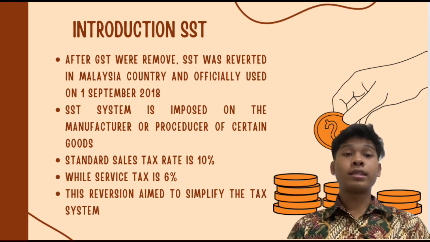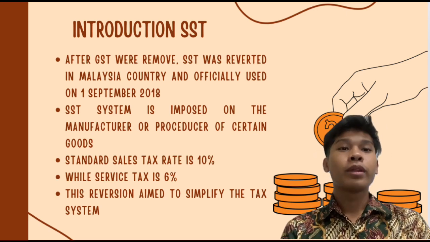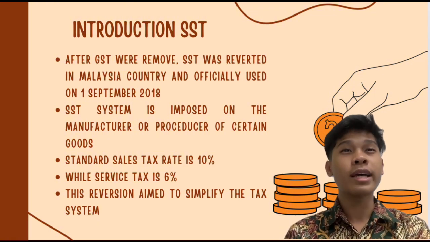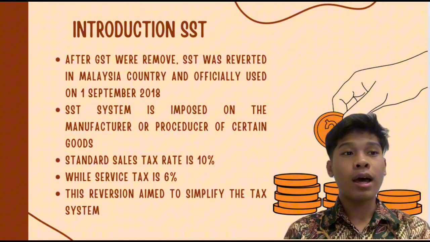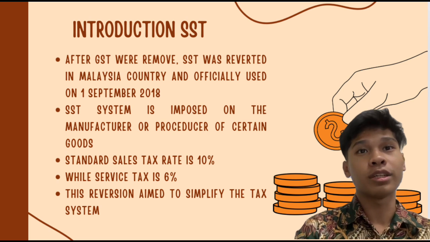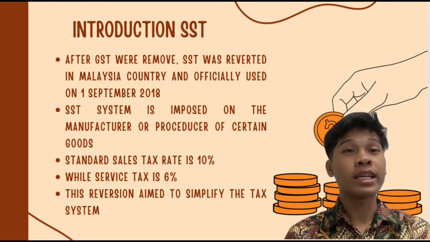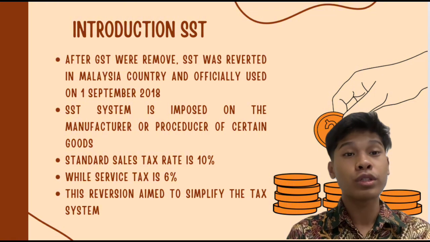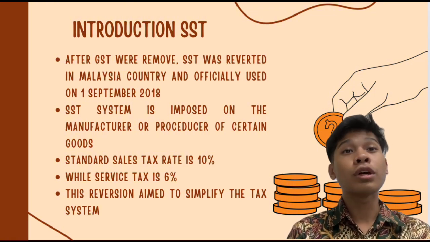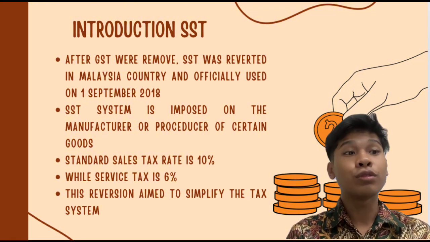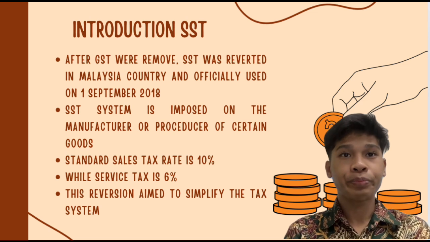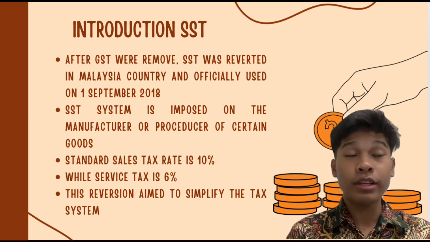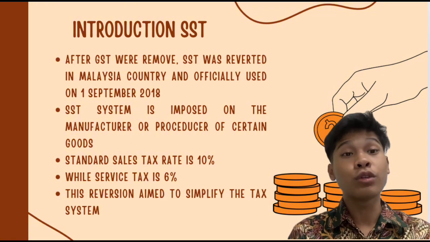So secondly is the introduction of SST. After Malaysia did not use GST anymore, SST replaced it as a service tax in Malaysia. So SST was reverted in Malaysia and officially used on 1st September 2018 until 2024. The SST system is imposed on the manufacturer or producer of certain goods.